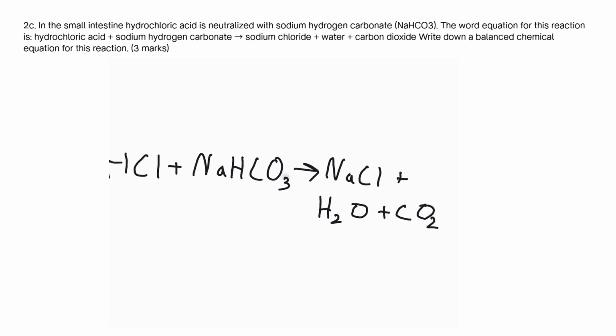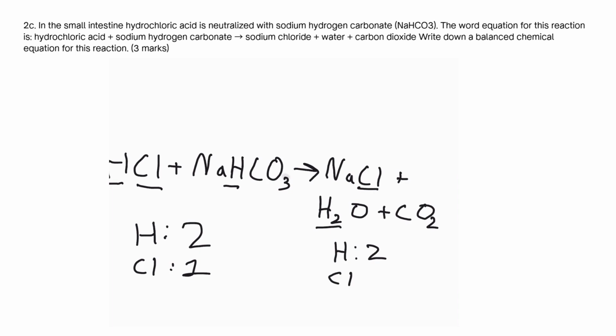All right, let's check for H on both sides to see how many there are. So on the left side, I can see 1 and 2 H's. On the right, I can see 2. Cl, I can see 1. And on the right hand side, I can also see 1. And left hand side, I can see 1 Na. And here I can see 1 Na as well.